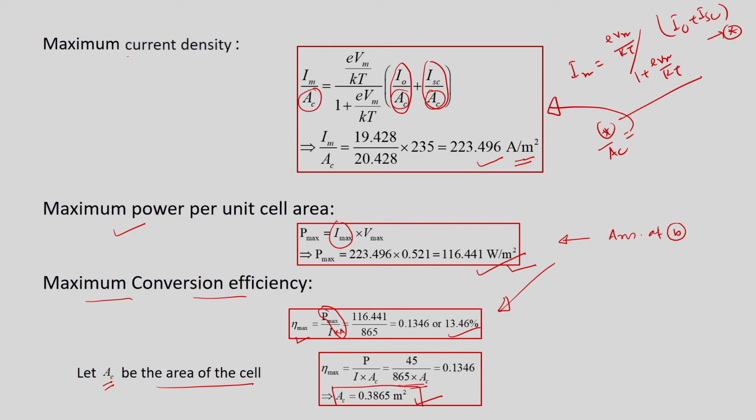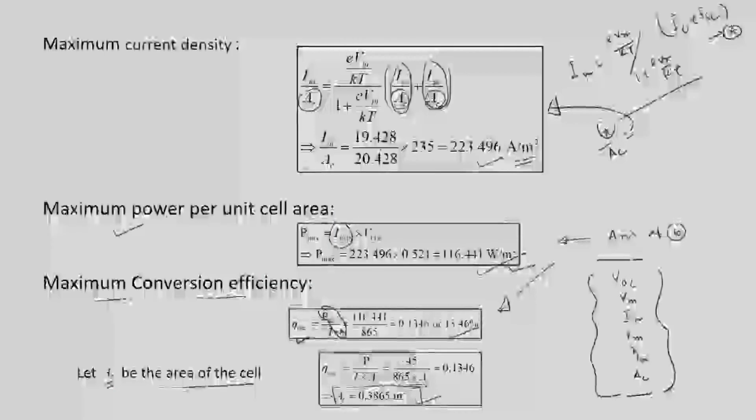Okay. So in this problem we have first calculated VOC, then we have calculated Vm, then we have calculated Im, then we have calculated Pm, then we have calculated eta max, and finally we have calculated eta c. So we have shown how these parameters can be calculated from a given data. So this kind of exercise is very important to understand how these equations can be used for calculation of all those performance parameters.